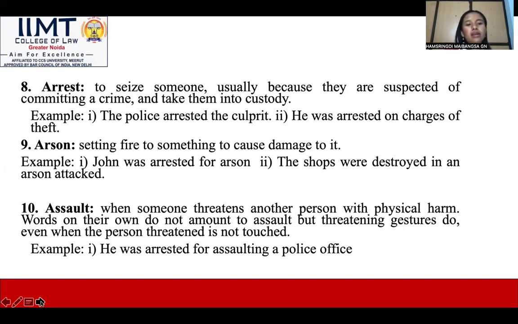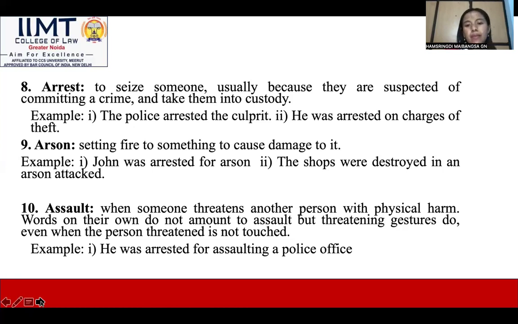The next word is arson. It is a noun. It means setting fire to something to cause damage to it. In the first example, we can see John was arrested for arson. Here, arson is used as a noun. It represents a crime. It means John was arrested for setting fire to something and causing damage to it.